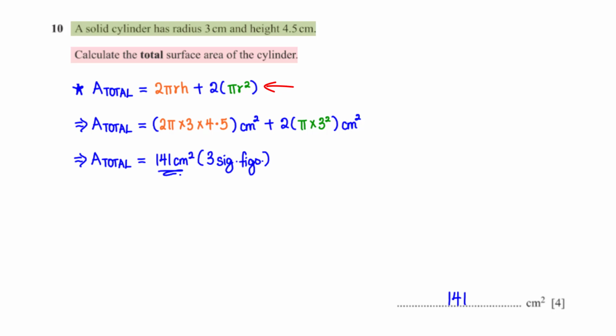When we substitute r equals 3 centimeters and h equals 4.5 centimeters into the equation, this is what we get. When we type this into the calculator, we get 141 centimeters squared, rounded to 3 significant figures.